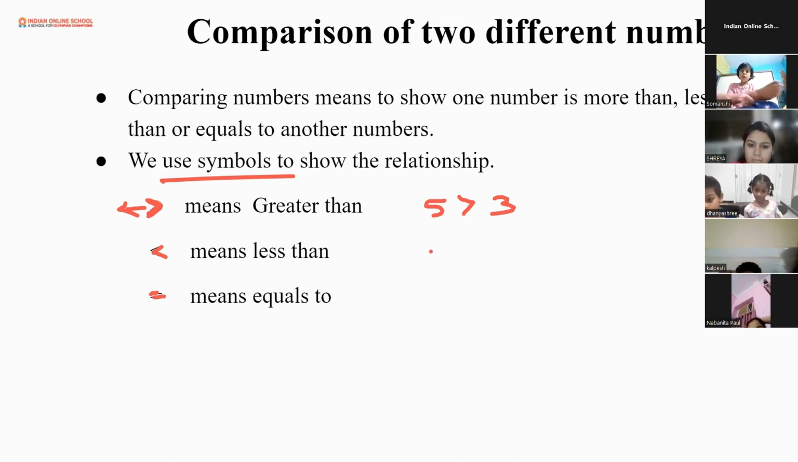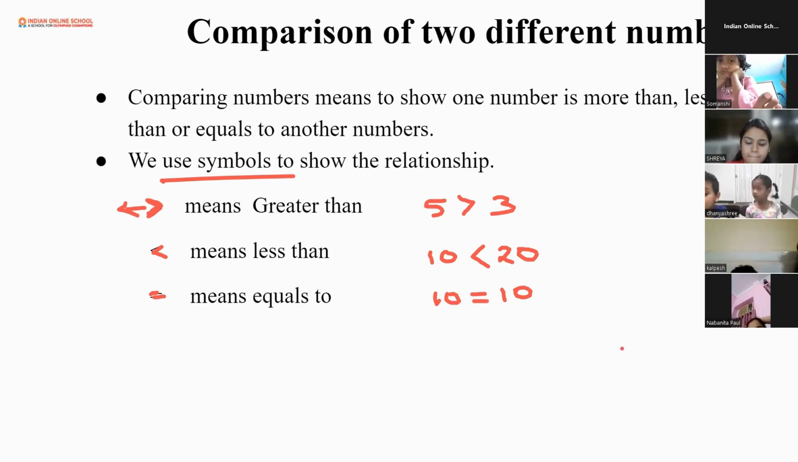Suppose I had 10 and 20 over here. The crocodile will eat 20, right? So I'll use the less than sign. This one will be greater than, this was less than, and over here, if I have 10 and 10, both are equal, so what would I do? I'll use the equal to sign. Don't eat anyone. Okay, all of you?